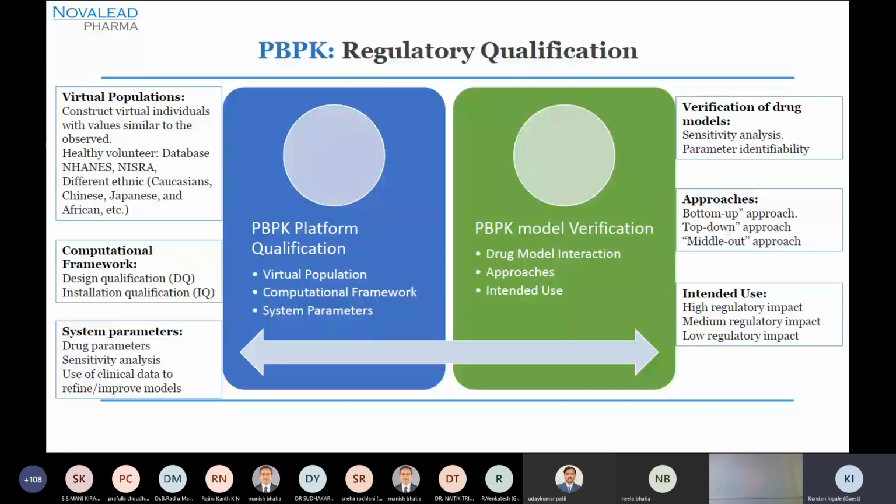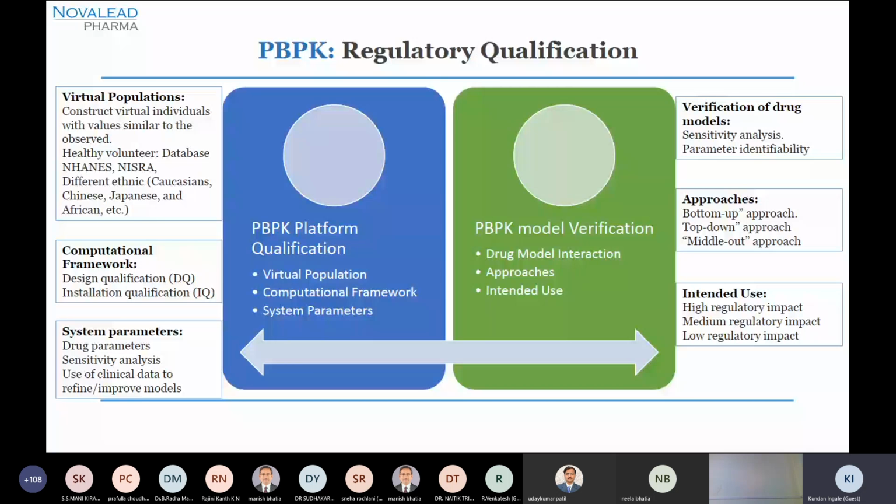Then you have different approaches to validate or verify your model. You have the bottom up approach, top down approach, or middle out approach. In the bottom up approach, we usually start with the physicochemical properties of the drug, build a PBPK model, and verify it with the clinical data. In the top down approach, we start with the clinical data and see whether the clinical data is coming due to the correct physicochemical properties of the drug or not. In the middle out approach, we start with the physicochemical properties as well as the clinical data or the in vivo data and try to match it.